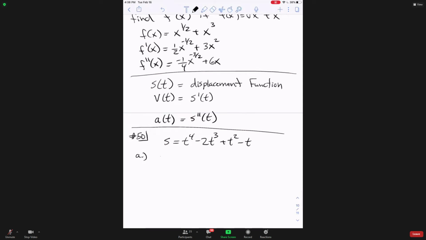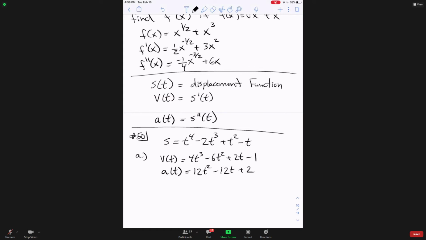So velocity, v of t, or just v, is a derivative. So it would be 4t to the third minus 6t squared plus 2t. What's the derivative of minus t? Anyone know? -1. Yes, very nice. And then to get the acceleration, it's going to be the derivative of velocity, which would be 12t squared minus 12t plus 2. So that's the answer for A. They wanted the velocity and acceleration.